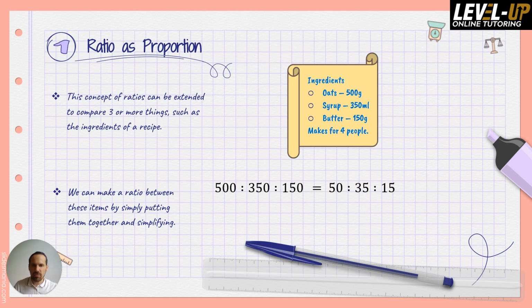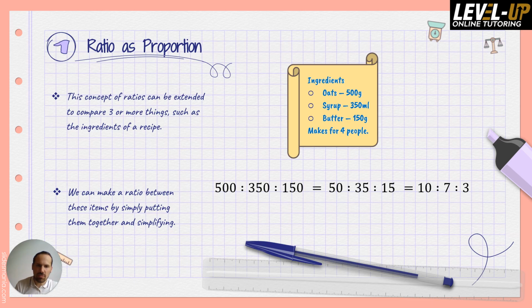And then we could simplify that ratio if we wanted by dividing each number by 10. Then we can see a common factor of 5, and we get this ratio of 10 to 7 to 3. So that means, for every 10 of the oats, we're getting 7 of the syrup and 3 of the butter.